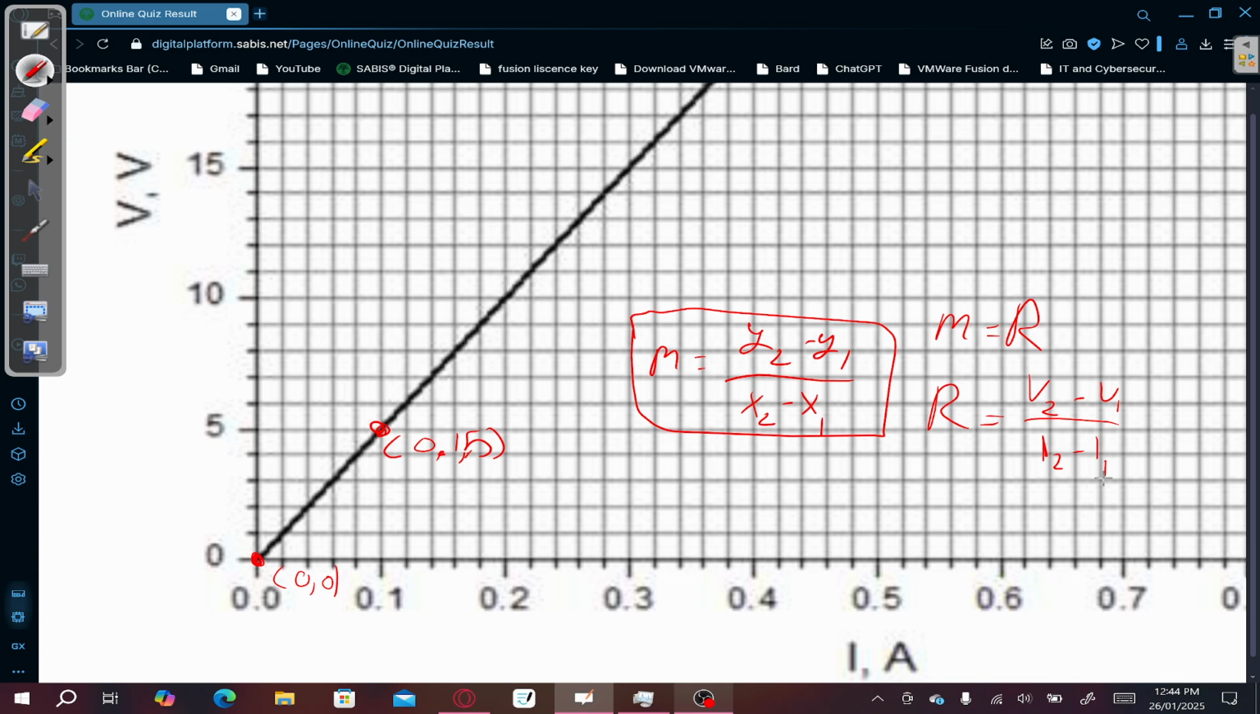Okay. So instead of saying this, since we know that V, the voltage, is our Y, our resistance is equal to the second Y point, 5 minus 0, over the X points, 0.1 minus 0. This gives me 5 over 0.1, which gives me 50. And this is 50 ohms, and this is my final answer. Perfect. Okay.